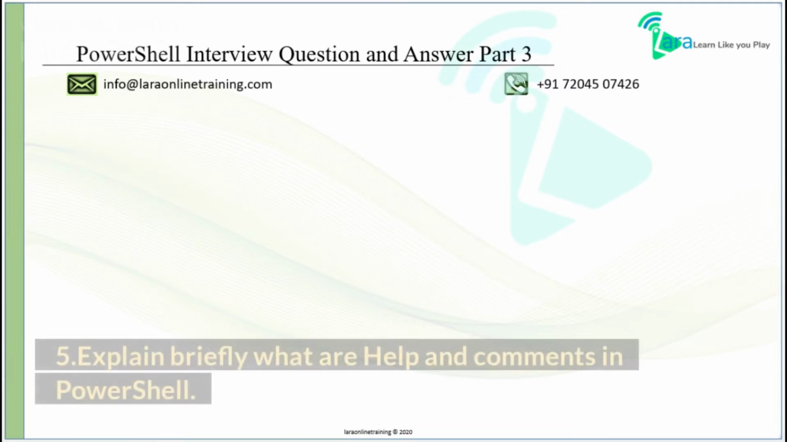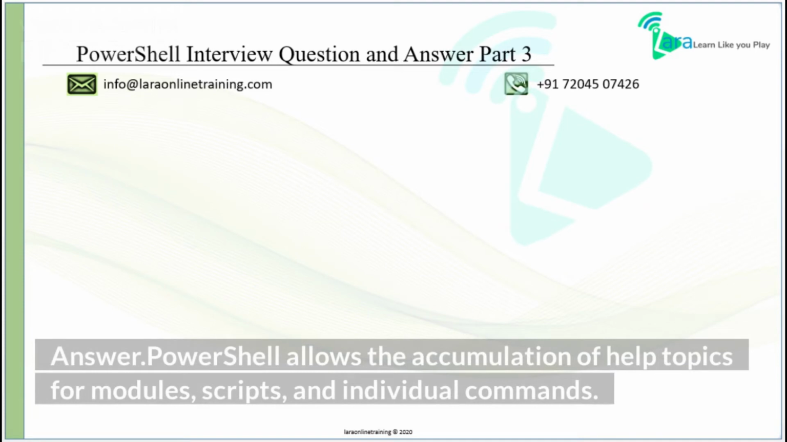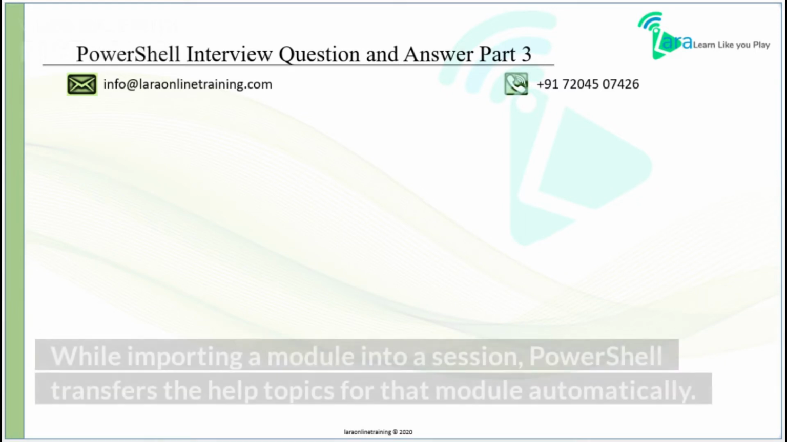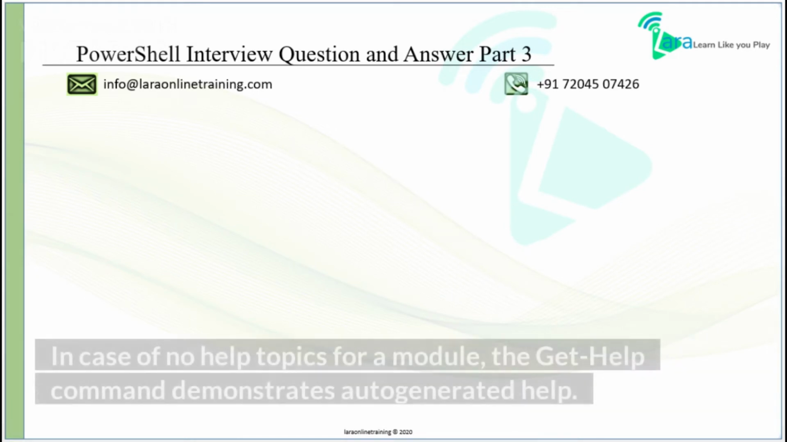5. Explain briefly what are help and comments in PowerShell. Answer. PowerShell allows the accumulation of help topics for modules, scripts, and individual commands. To look at all the help topics, you can use the Get-Help command. While importing a module into a session, PowerShell transfers the help topics for that module automatically. In case of no help topics for a module, the Get-Help command demonstrates autogenerated help.